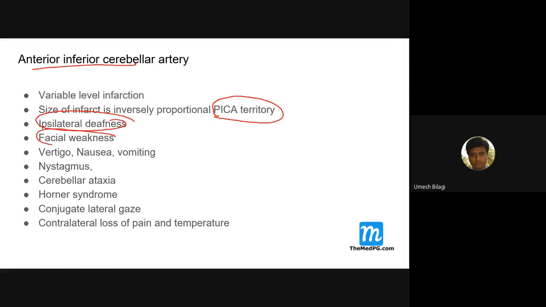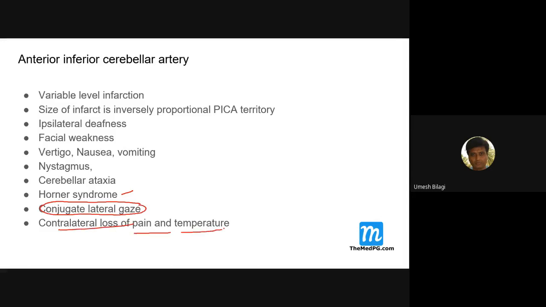There's facial weakness. There could be vertigo, nausea, vomiting, nystagmus, cerebellar ataxia, and Horner syndrome, that is sympathetic, contralateral lateral gaze palsy, and contralateral loss of pain and temperature. These are the features of inferior cerebellar artery infarction.